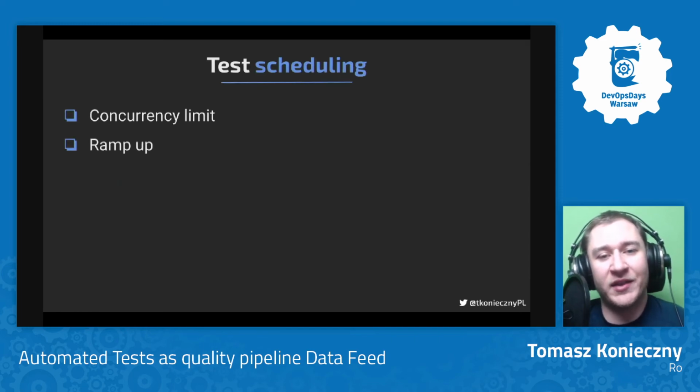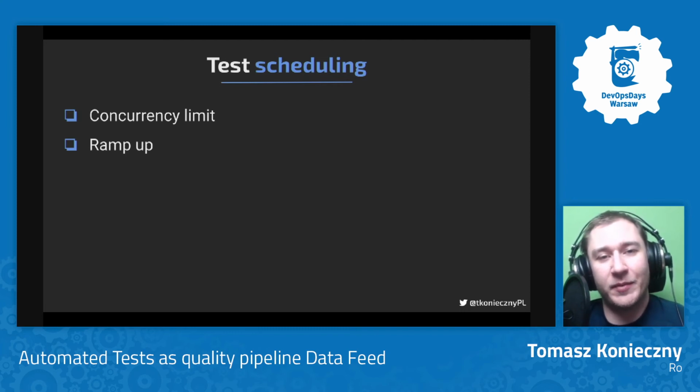So one of the additional features I implemented in Test Runner, or Test Scheduler to be more specific, was concurrency limit. So the ability to limit the target concurrency. So instead of running like hundreds of tests at the same time at slow development environments, I was able to limit it to, for example, 50 or 100 tests running at the same time. The second thing I implemented is ramp up. So the ability to start with lower concurrency and then increase it up to the target one.